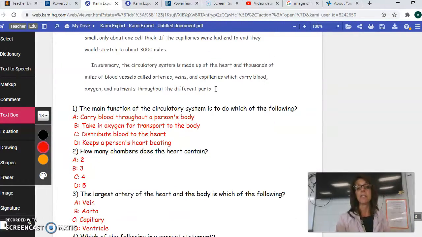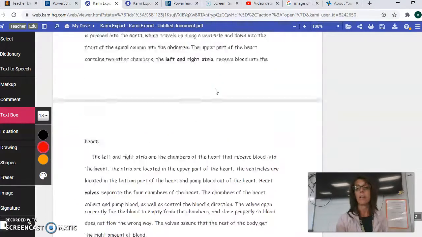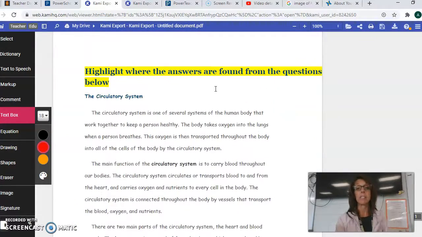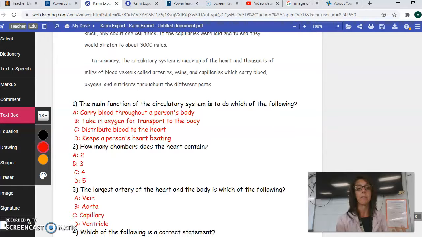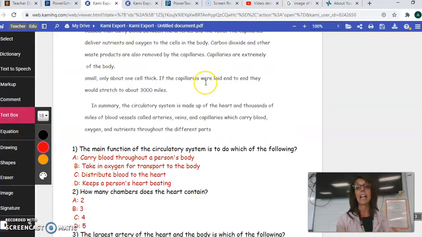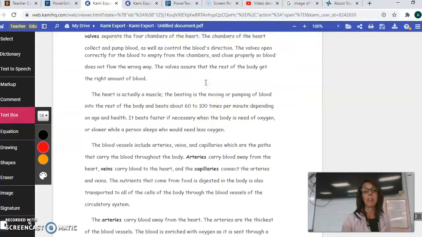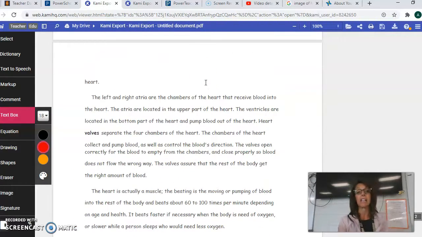The main function of the circulatory system is to do which of the following? Maybe I'm probably going to go up at the top. Is it the body takes oxygen to the lungs when a person breathes? Is that it? That probably could be it. Okay, so then I would highlight where that was, and then I would go ahead and highlight the answer.